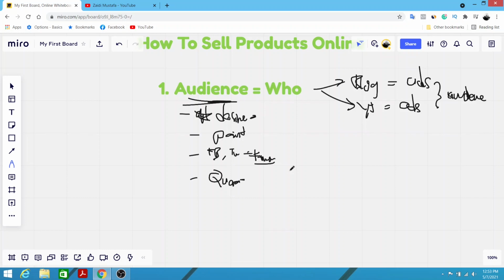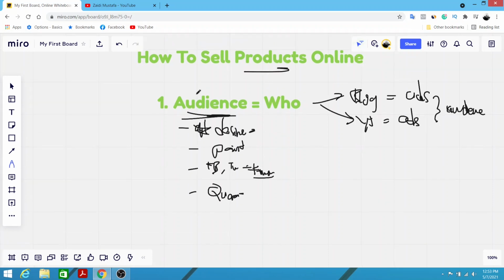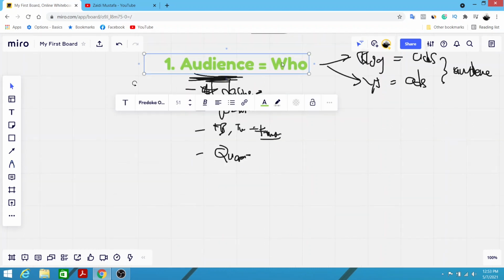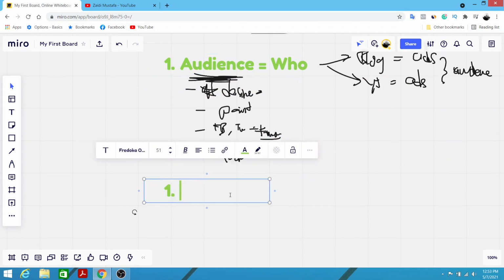Once you have your audience, that is when it's going to make it a lot easier to sell products online to them. Okay, I hope it makes sense to you. So the first thing is not a product, right? The first thing is your audience. So this is very, very crucial. Okay, so it brings us to step number 2, which is the product.